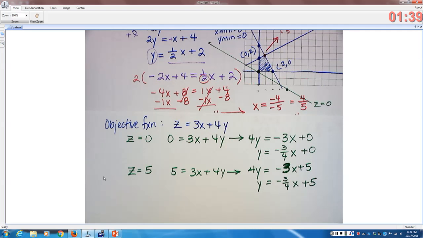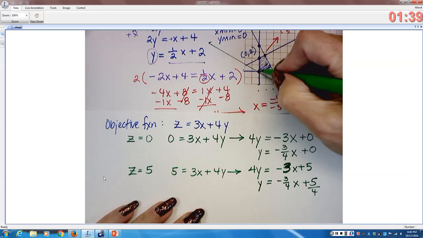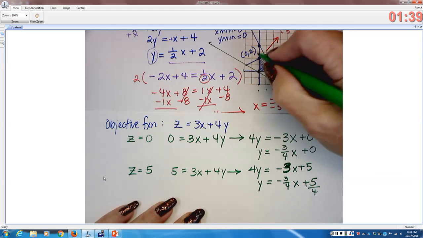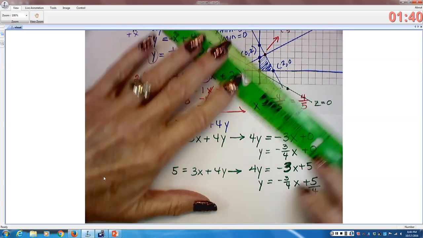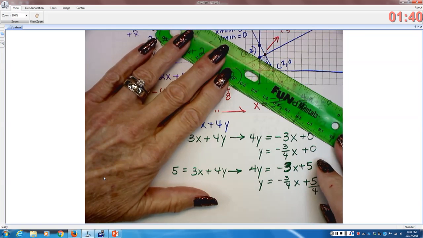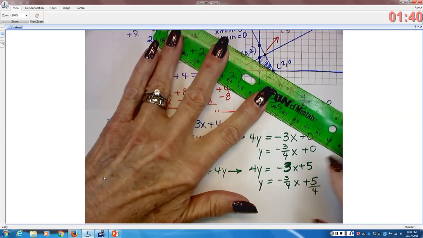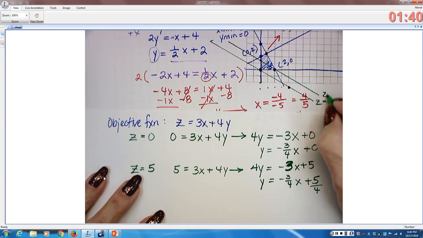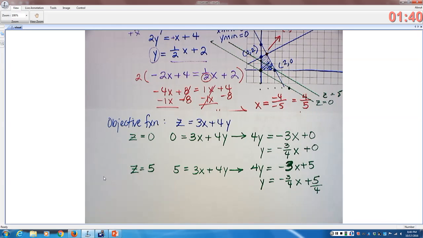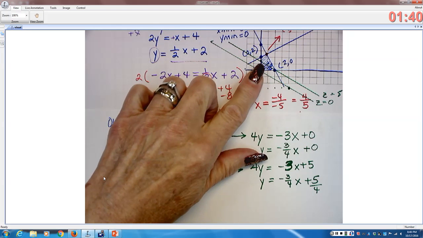So this next line is going to have the same exact slope, except its y-intercept is going to move up. So instead of going through 0, 0, it's going to go through 0, 5/4, which is a little more than 1. Now, I'm not going to plot perfect points. I'm just going to try to keep my line parallel. So this is where z is equal to 5. Now, notice I'm still inside the feasible region, so I haven't maximized that yet.